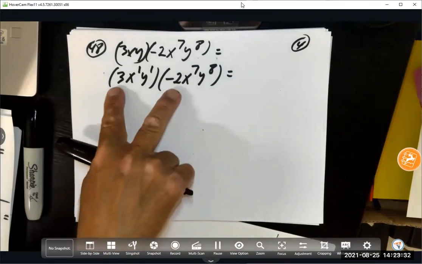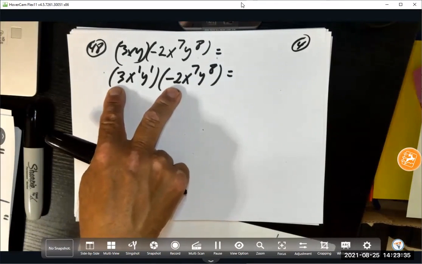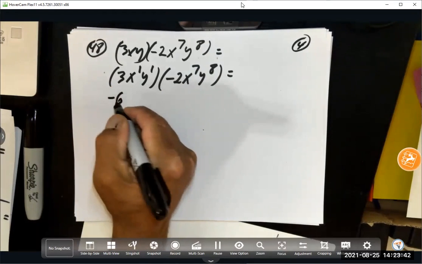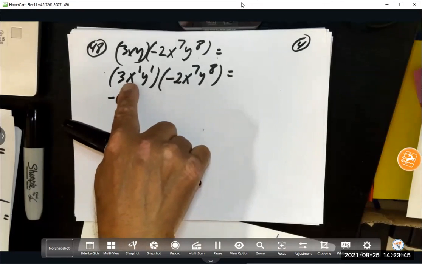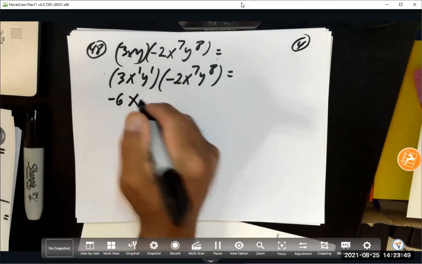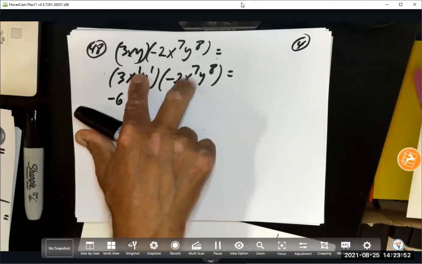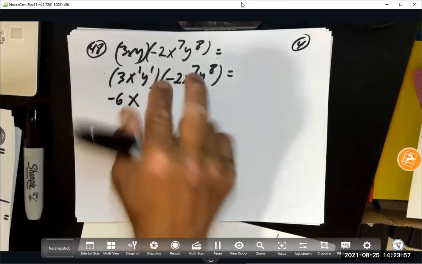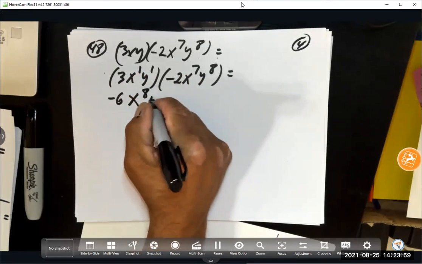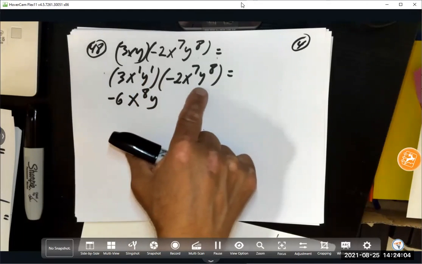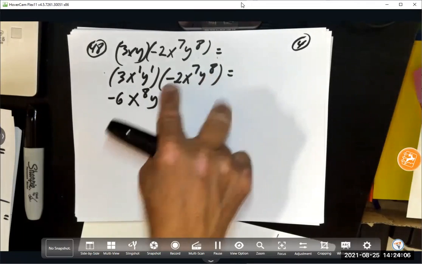All right. So the numbers. What do you think 3 times negative 2 is? Negative 6. All right. So now you have x to the 1, x to the 7. You have to add the powers. What do you think 1 plus 7 is on your calculator? 8. All right. Now the y. You have y to the 1 and y to the 8. Can you add those two numbers together? 9.